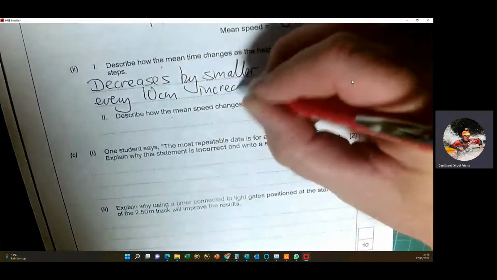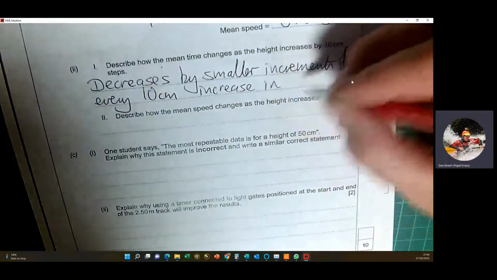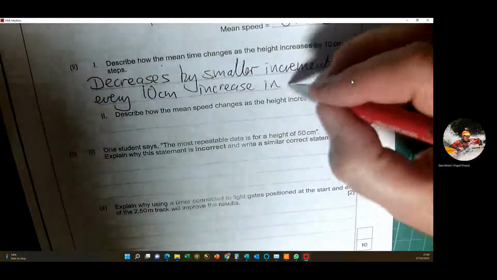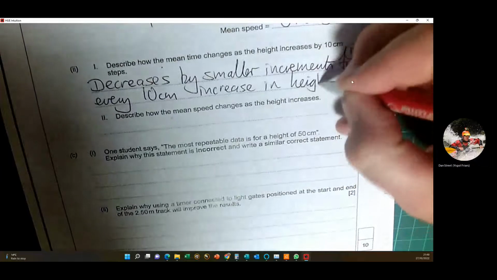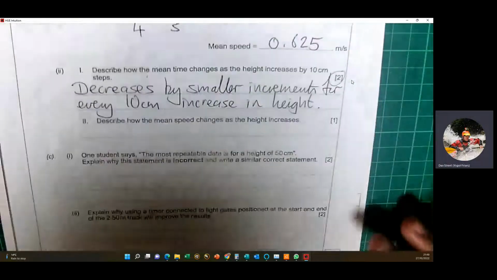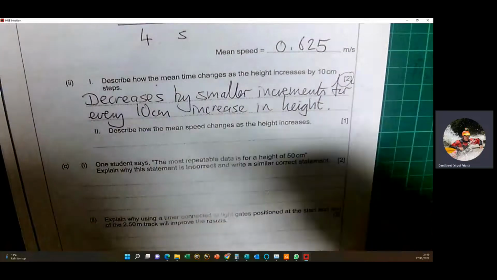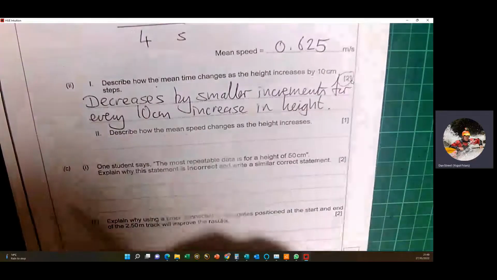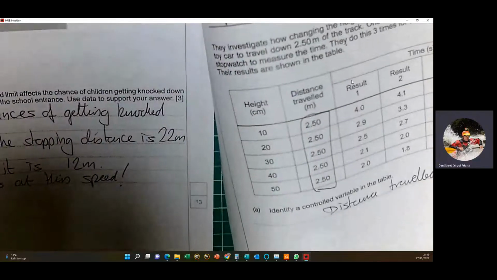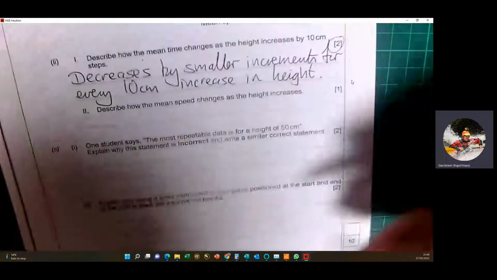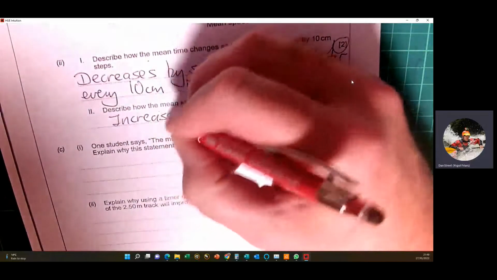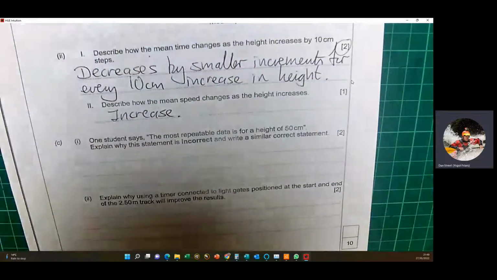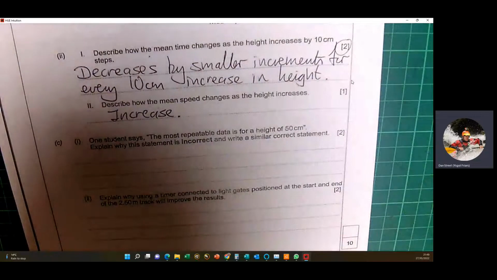So the reason there's 2 marks for that is you've got to recognize that that's happening. And then the second part is for only 1 mark. So describe how the mean speed changes as the height increases. Some people went through and calculated the speed, but we can probably say that the speed increases, as it's for 1 mark. Okay, so as the height gets higher, the car travels faster, and therefore the speed increases.